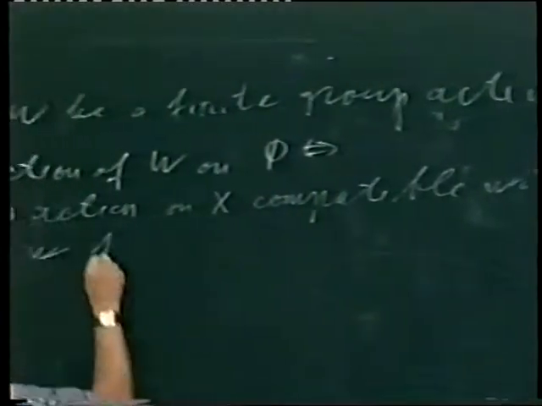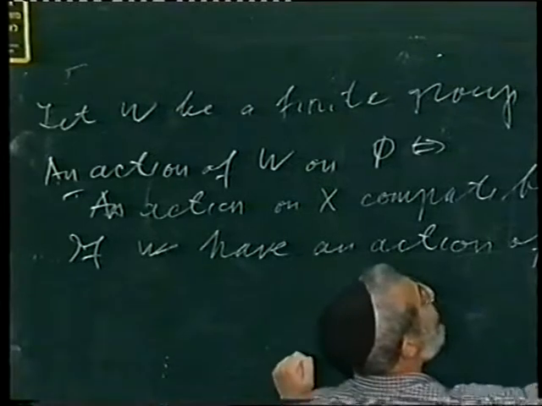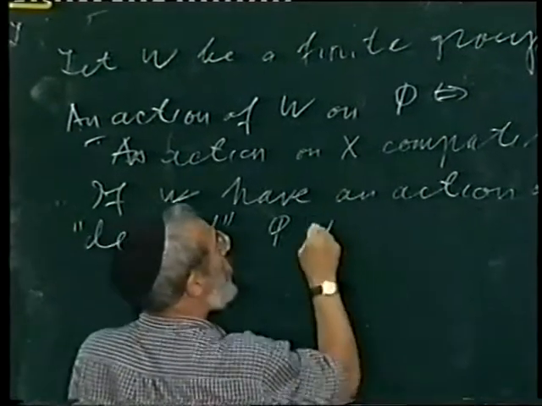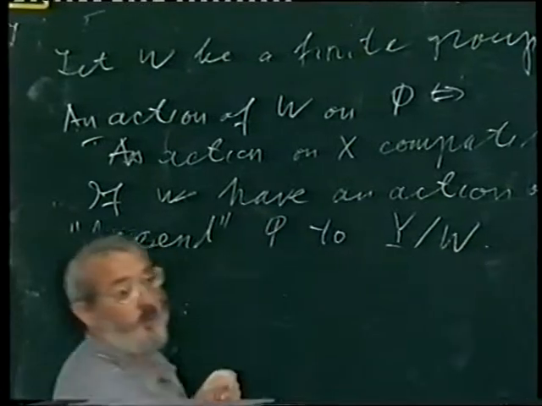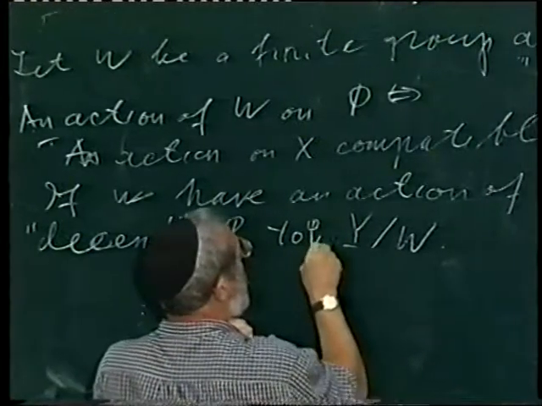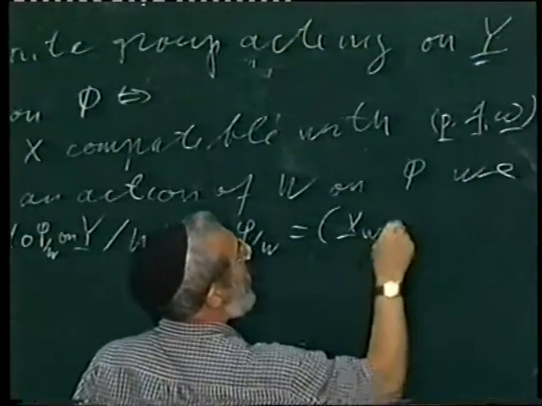Now, if we have an action of W on f, we can descend f to omega on W. We just take the quotient, so let's call it f mod W on W. f mod W is just X mod W, p_* omega. Now the conjecture.